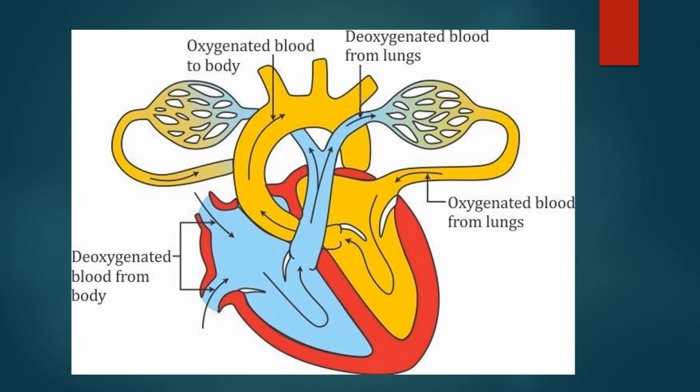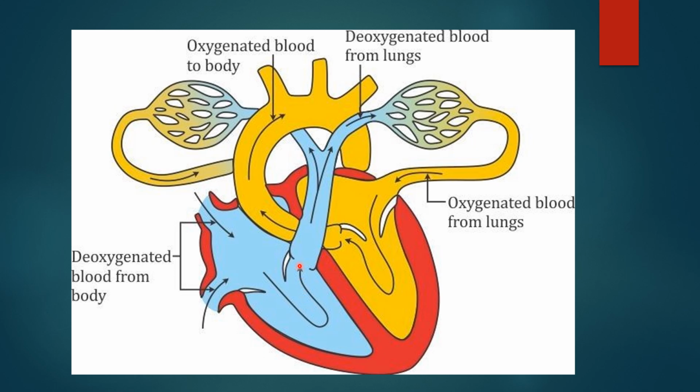So now you can see it clearly. From here, from the veins, the deoxygenated blood enters this part, the right atrium, which we have discussed earlier. With the help of veins, the deoxygenated blood enters the right atrium. From here, it comes to the right ventricle.